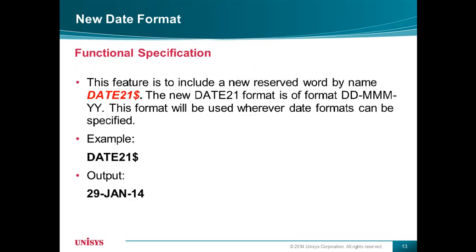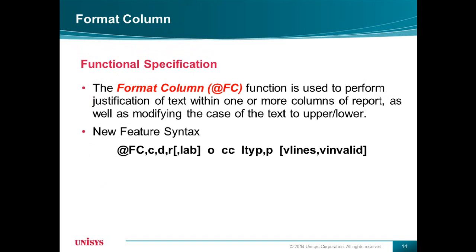We'll go to the next feature. The new feature is the date $21. This feature will provide a new date format for specific purposes. For instance, if you want to use a new date format to show to the end user, who wants to check the date in the format of DD MMM YY, like the sample given here, that's today, 29th Jan 14. We can use the date $21 format with DC, date, and different other options.